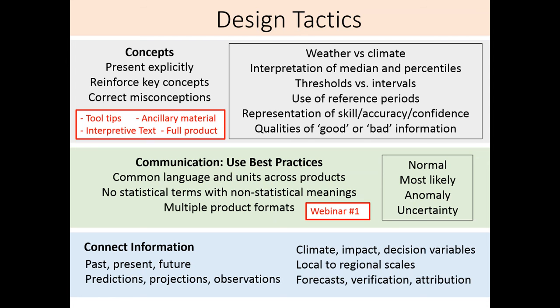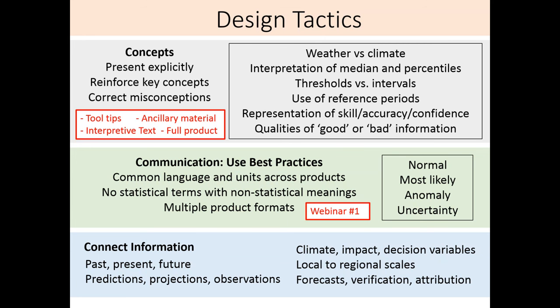We know people have trouble connecting information. We know they have trouble connecting the past, present, and future. They often have to go to different products, and those products are in different units with different language. And so within our tool, how are we helping them connect that information from the past, present, and future?